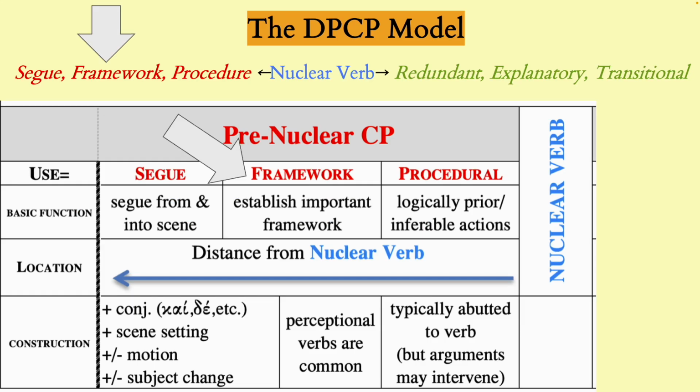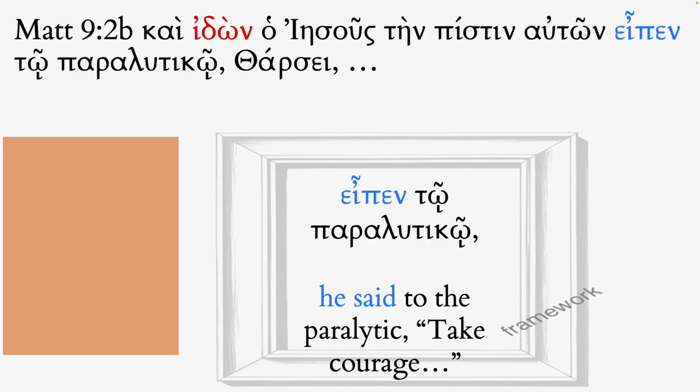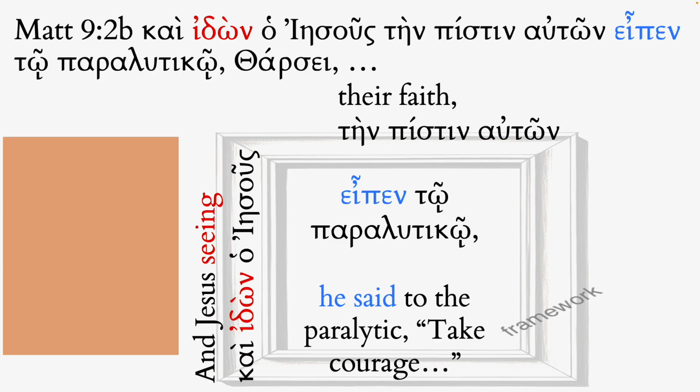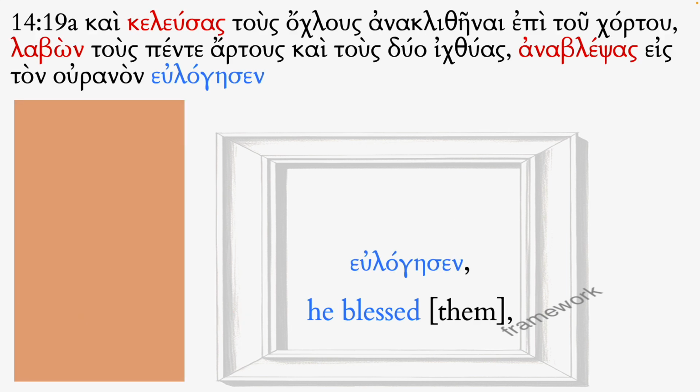Now, in terms of framework, frameworks establish important frames. They provide necessary information as a conceptual frame to understand the nuclear verb. Perceptual verbs are common, like hearing and seeing, but it's not always perceptual verbs. So here's a framework: seeing their faith, Jesus said to the paralytic, "Take courage." This provides a framework to understand Jesus' speech act and the following discourse. It provides an important frame. Jesus is seeing their faith. Is it temporal? Is it causal? We can debate that, but it's providing a framework, most certainly.